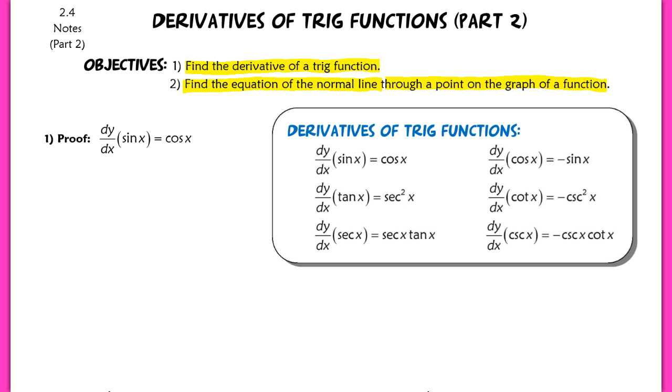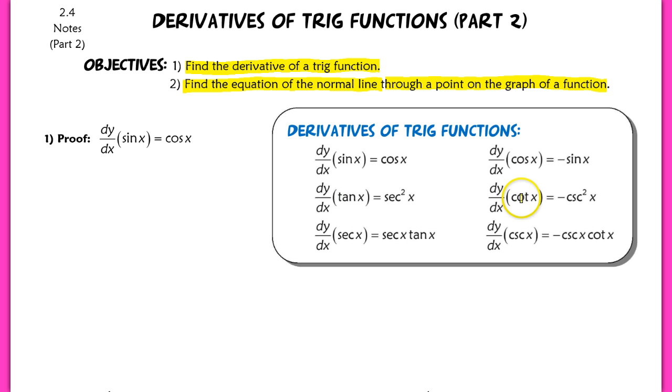Now, off to the side, you can see in this box all of the derivatives of your trig functions. Now, you will have to memorize these. So the notation here indicates that the derivative of the sine of x is cosine of x. The derivative of the cosine of x is the opposite of sine of x. And as you just read through, you can see some symmetry going on here.